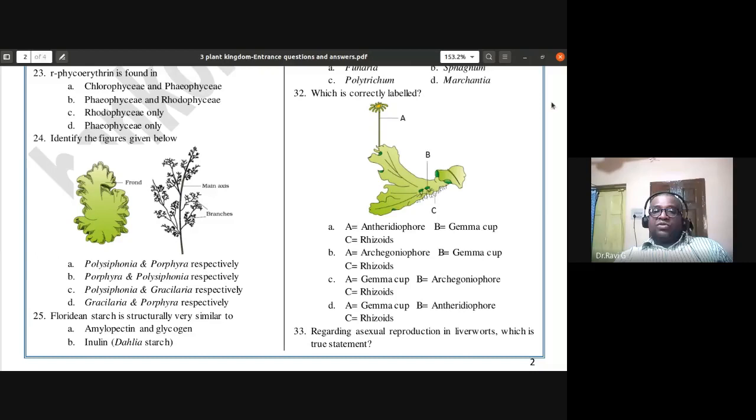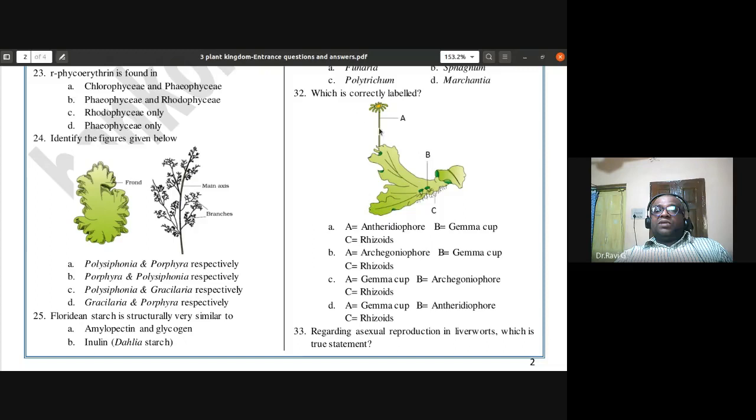So you should even look into the label diagrams. Okay, so A, B, and C. Which is correctly labeled? There are different labelings, like Antheridiophore is A, B is Gemma cup, C is rhizoids. In all the answers, rhizoids is correct. C is rhizoids, they have given it.